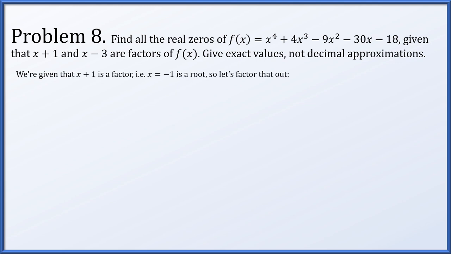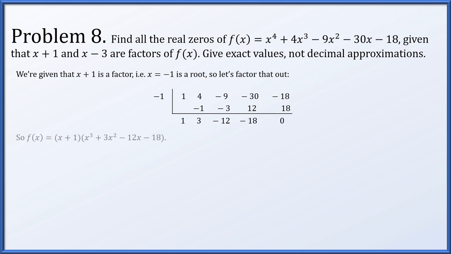So if x plus 1 is a factor, i.e. negative 1 is a root, we can factor it out using synthetic division. We get a remainder of 0, as we should, and that tells us that what remains is x cubed plus 3x squared minus 12x minus 18.